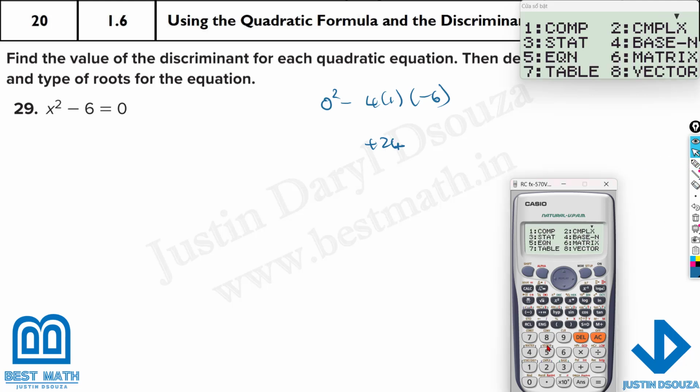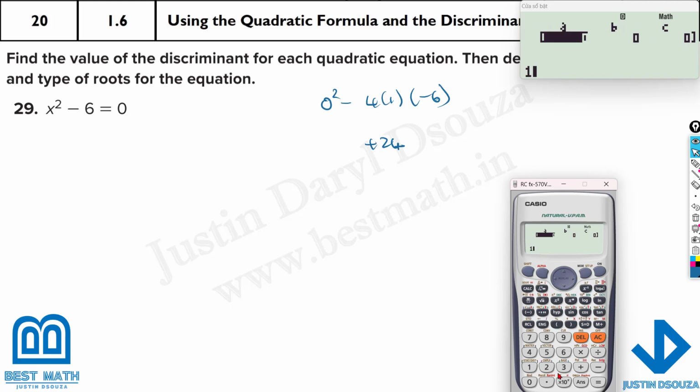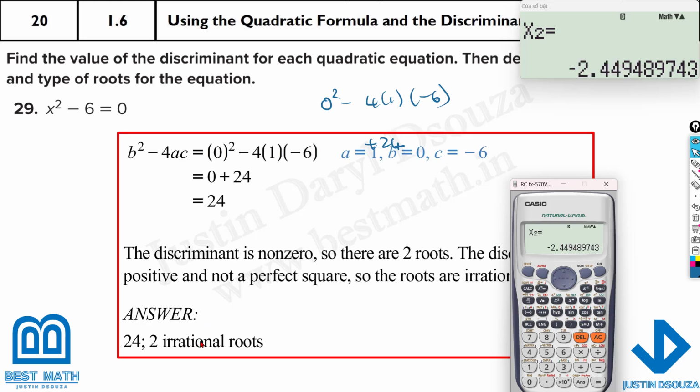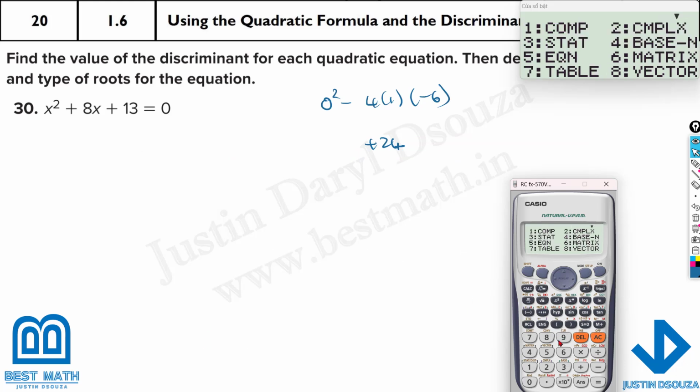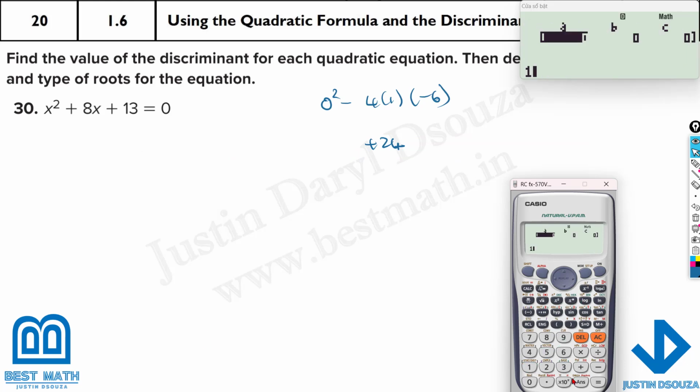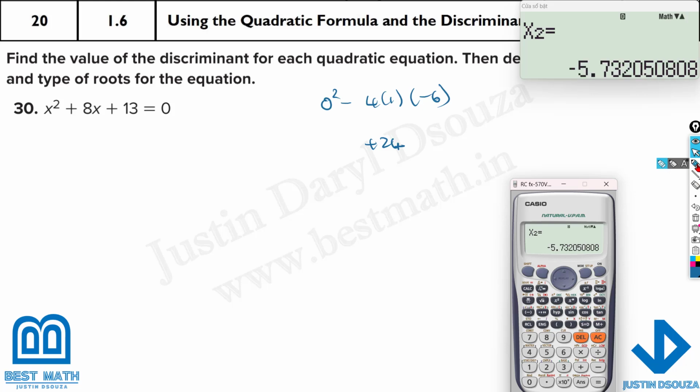And you can double check in your calculator by mode 5 3. It's 1, 0, minus 6. The answer is square root 6 and negative square root 6. They are irrational. What about this one? Mode 5 3, it is 1, that is a value. B value is 8 and 13. So here we have minus 2.26 and negative 5.73. They are irrational as well.